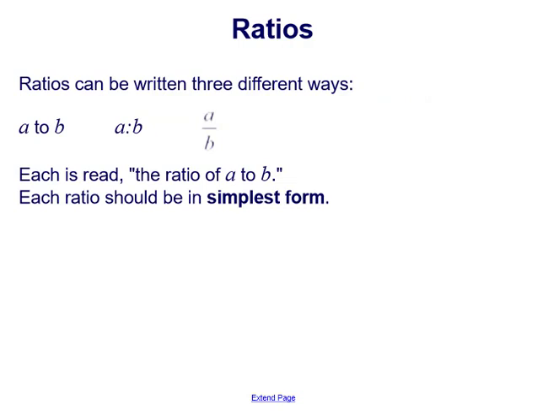Ratios can be written 3 different ways. First, you have just the ratio of A to B with the word "to" in between your numbers. Then you can use a colon, A to B, right? You have your colon in the middle. Or you can use it as a fraction with the fraction bar, A over B. Each is read the ratio of A to B, but you can use the word "to," a colon, or the fraction bar. But each ratio should be in simplest form.